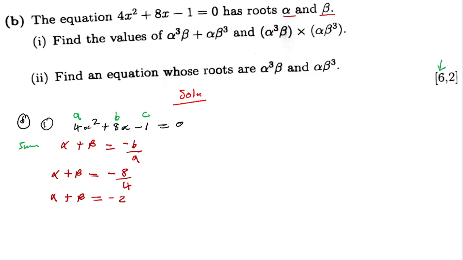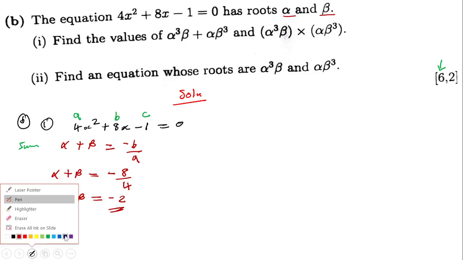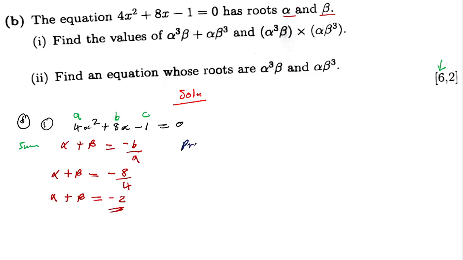Now, your second step is to look for the product. Yes, you have found the sum, but you now need to look for the product. For the product, you shall say product is simply equal to alpha beta. Alpha beta is equal to, the formula is C over A.